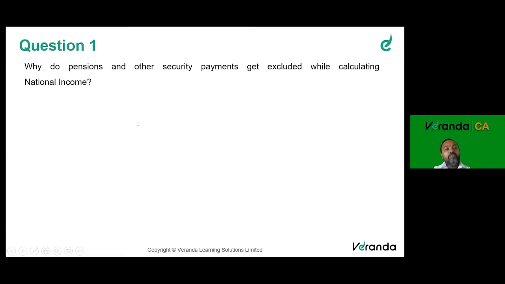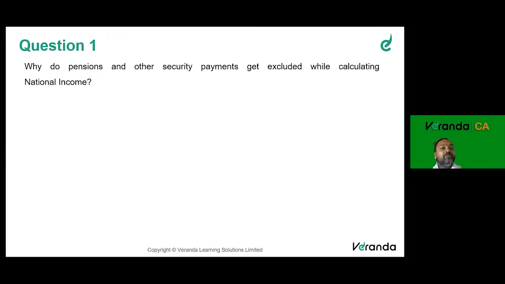So the first question goes like this. Why do pensions and other security payments get excluded while calculating national income? So please note that national income, correct, we can compute it in multiple ways. It may be an income method, expenditure method, or value added method. Those things you would have already tried.